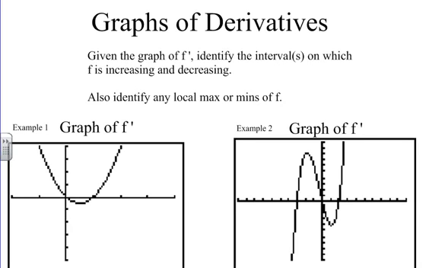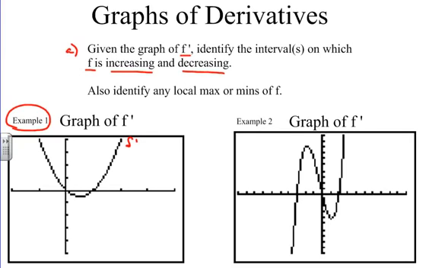Graphs of derivatives. Let's have an example here. Given the graph of f prime, identify the intervals on which f is increasing and decreasing. All right, so we're going to be given f prime, so we're going to use example 1 first off, and we're going to identify the intervals in which f is increasing and decreasing. So here's a graph of f prime. Now, when you determine this, in the first part of it, we're going to think back to what do we know about f prime and f?